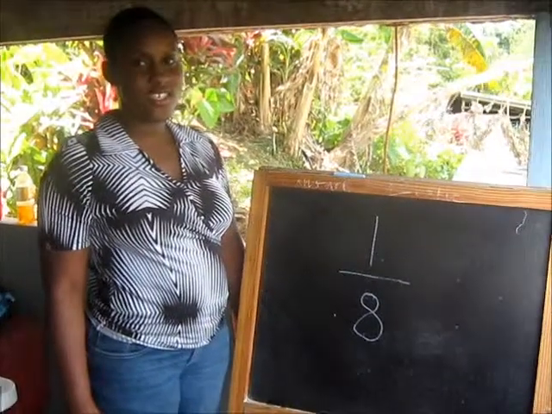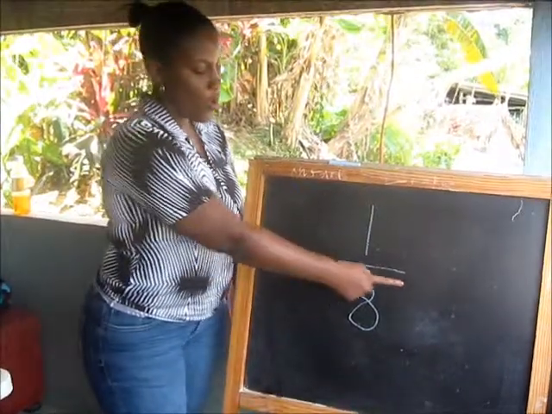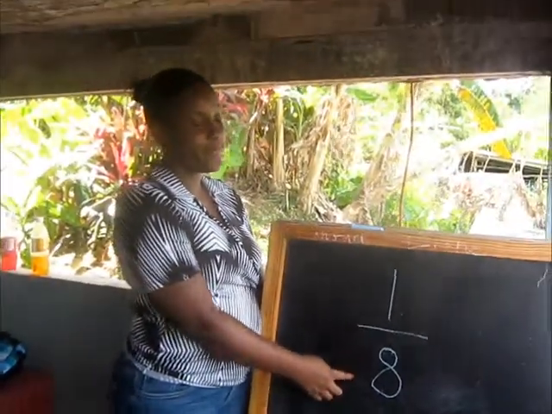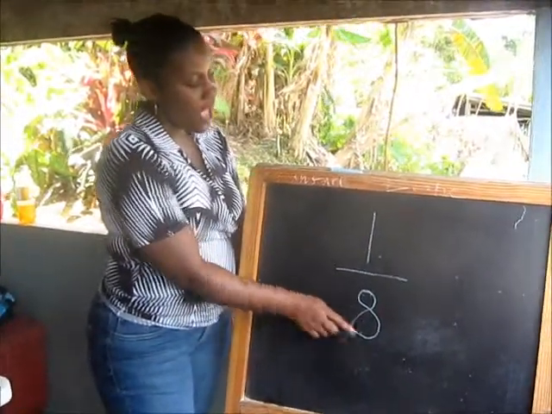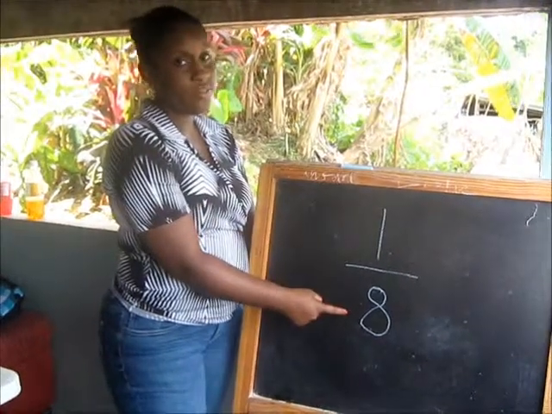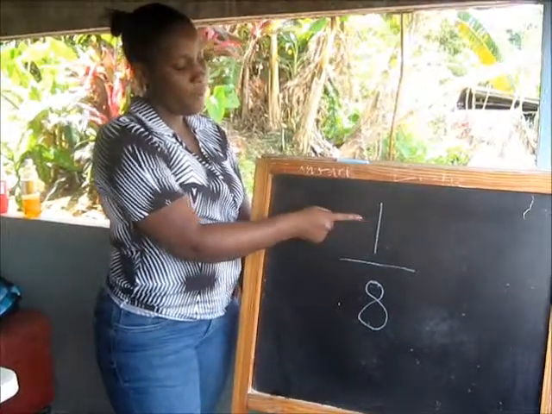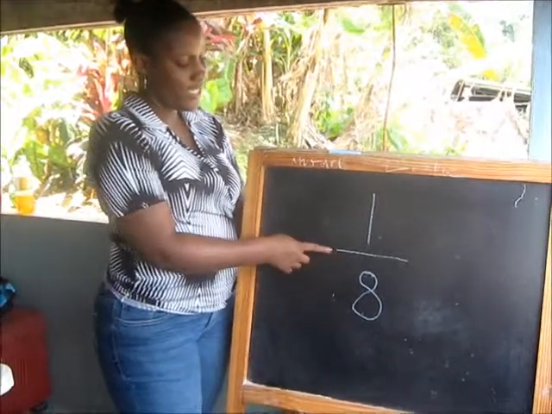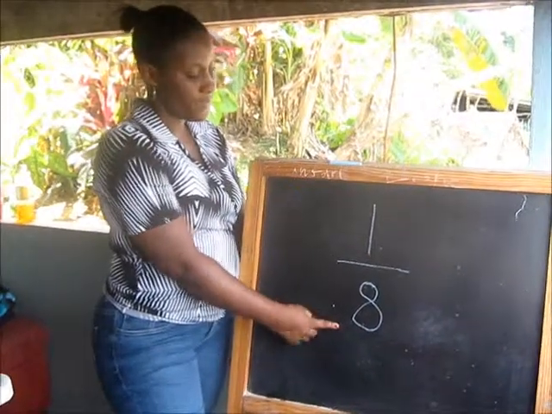When writing fractions, we write them like this: 1 over 8. So here we are saying that the whole is divided into 8 parts. That is why we put the 8 on the bottom. And we are taking 1 part out of 8. So that is why we write the fractions like this. This number on top here is called the numerator. This line is called the vinculum, and this number the denominator. And that is how we write fractions.